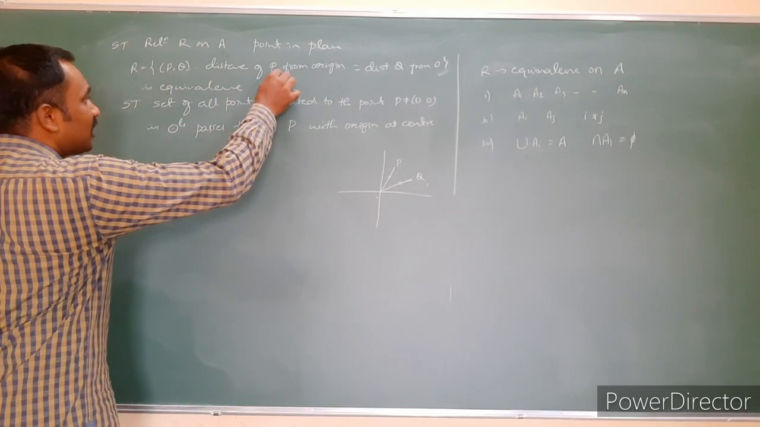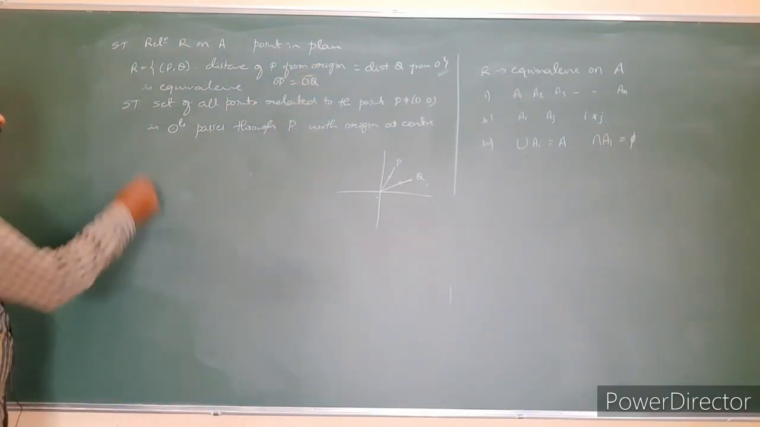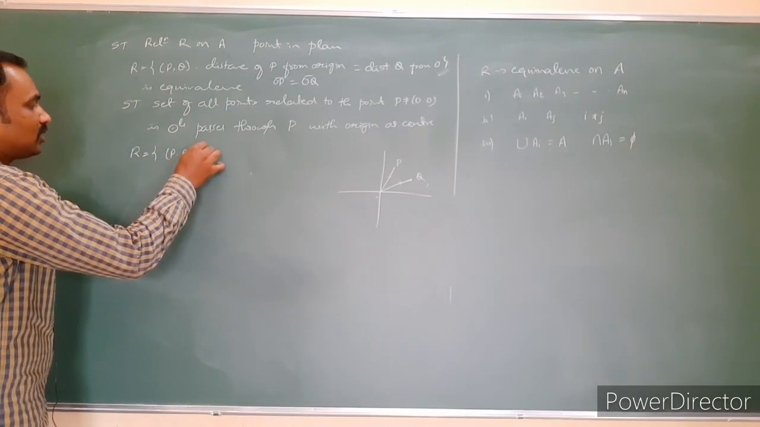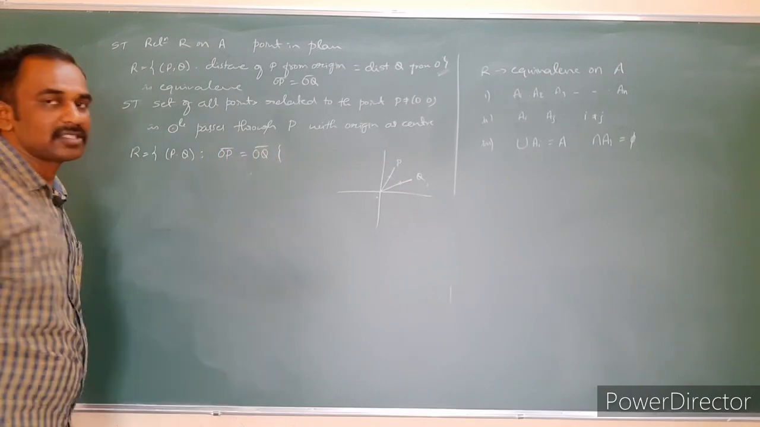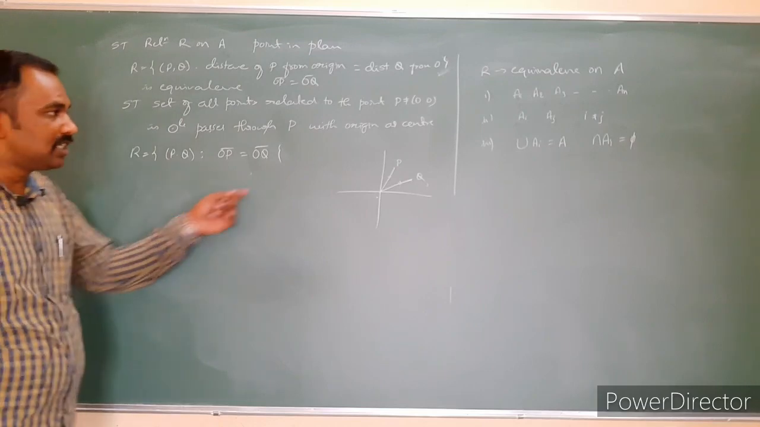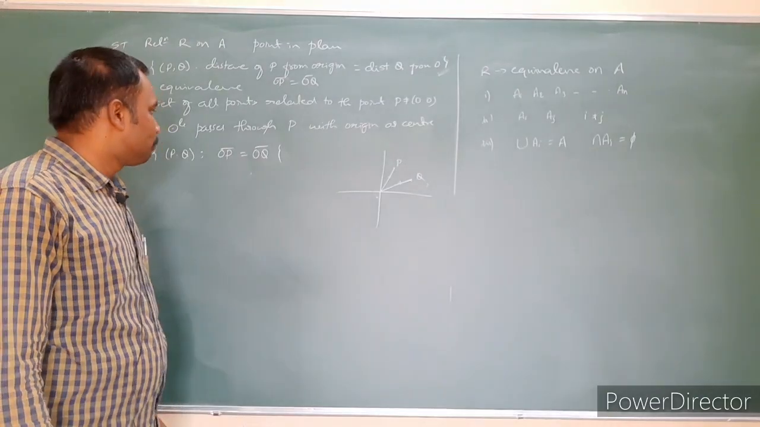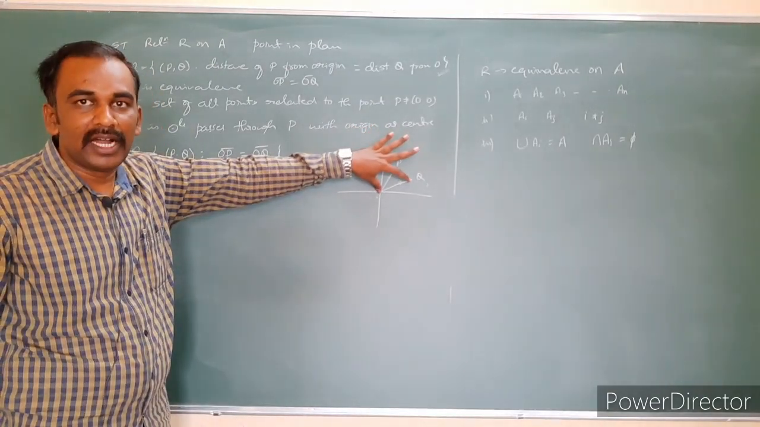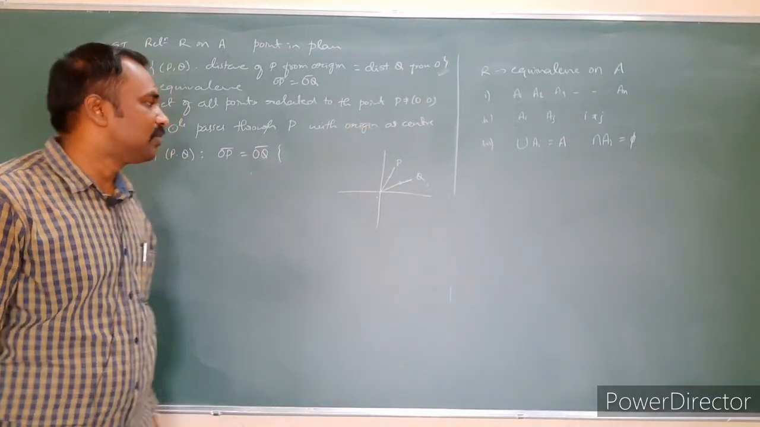Relation means what we can write? Distance of OP is the same as the distance of OQ. So we can rewrite R is equal to P comma Q, where OP distance is equal to OQ distance. Now we need to prove that it is an equivalence relation. Obviously, OP distance is the same as OP distance, so P comma P is present in the relation. And symmetric: distance of OP is equal to OQ and distance of OQ is equal to OP. Yes, obviously it is symmetric.